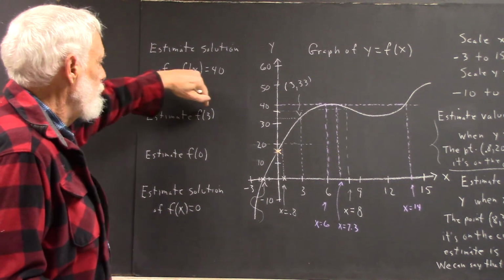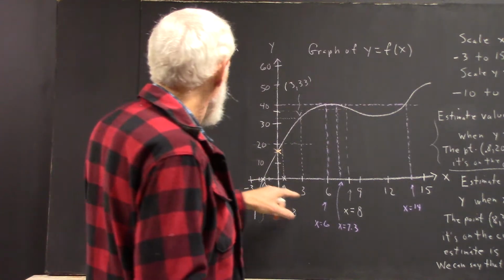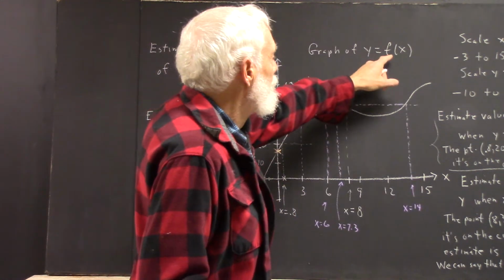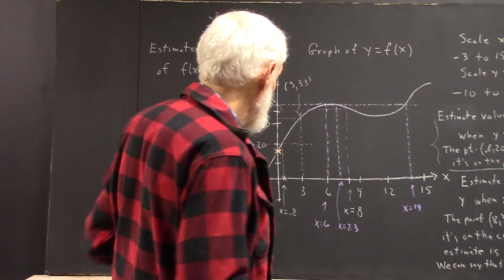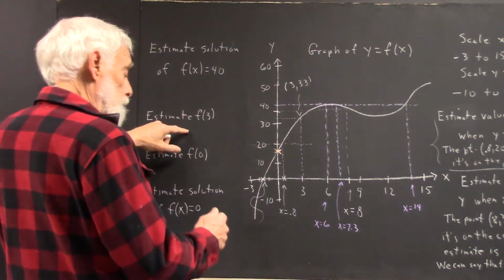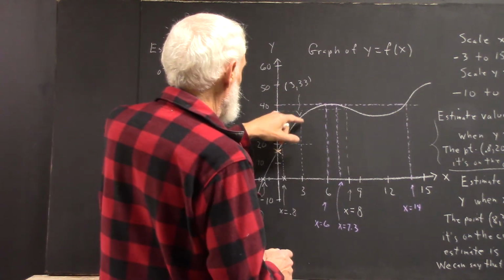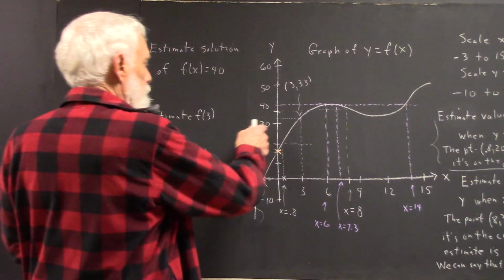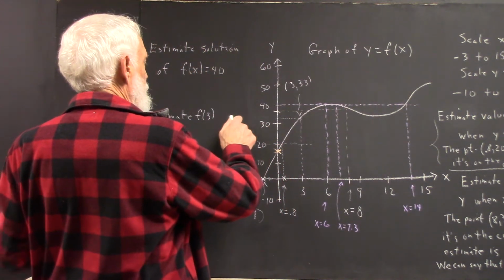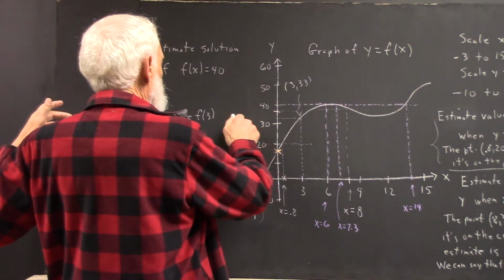I'm going to estimate f of 3. So here's where x is 3. Now f of 3 means the value of the function f when x equals 3, and that'll be a y value. So we estimate f of 3. Well, we do that. Okay, we project up from 3 and over. And right here is our value of f of 3. Now, I wrote y equals 33 previously.